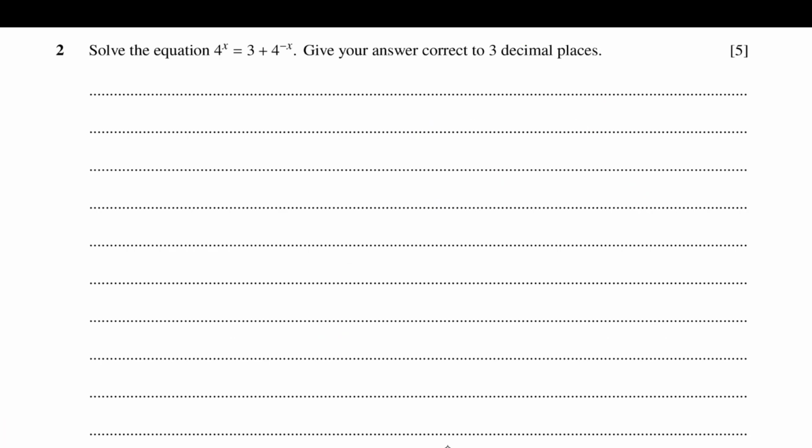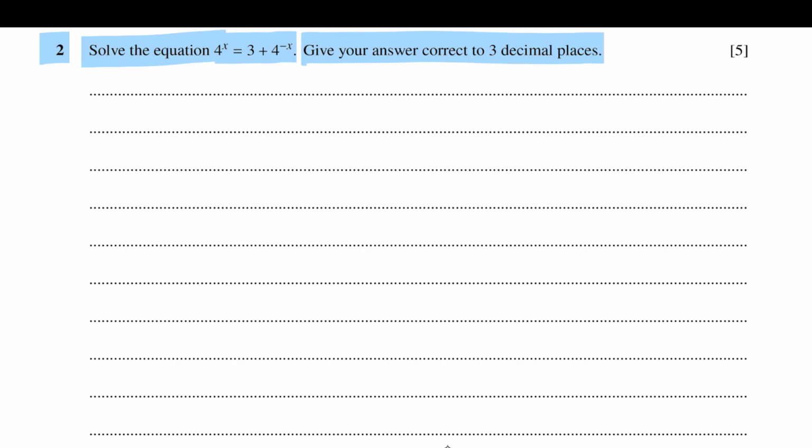And here is question number 2. Solve the equation 4 to the power x equals 3 plus 4 to the power minus x. Give your answer correct to 3 decimal places. Since the unknown is in the power, first of all we'll try to make it one term if possible, otherwise if it is linear, then we'll solve in that way.